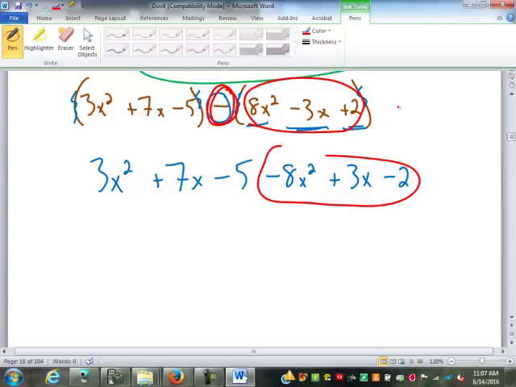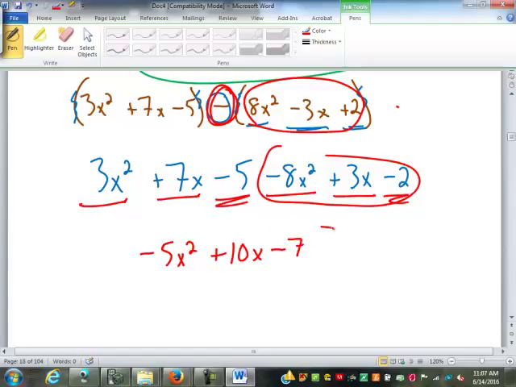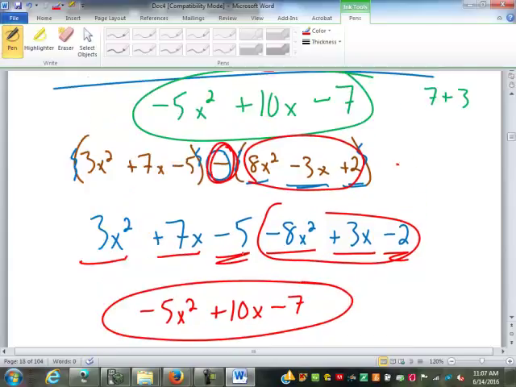And now from here you can just combine the ones that are the same. 3x squared and negative 8x squared make negative 5x squared. 7x and 3x make a positive 10x. Negative 5 and negative 2 make a negative 7. Get the same result. So if that's easier for you, feel free to use it. It's a shortcut, so it's not really doing things how they're really done.